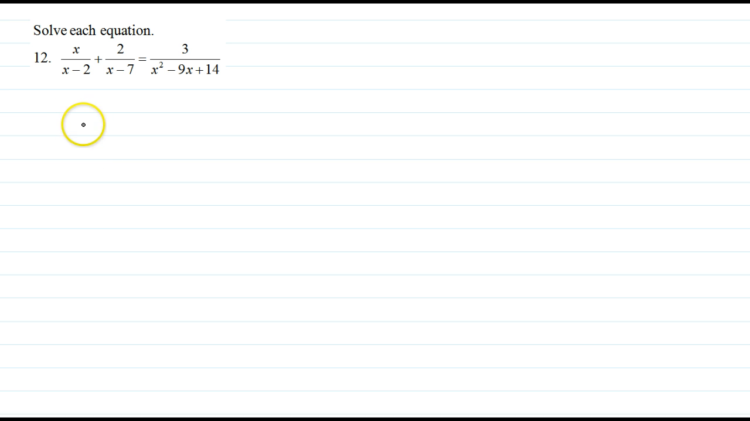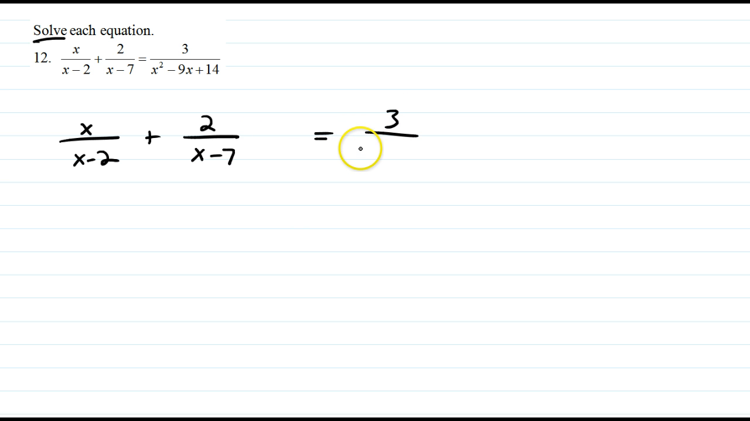Alright, number 12, we're going to solve now. And so the way we're going to solve is by getting rid of the fractions. And so I'm just going to leave a lot of room here. And as I write this, I'm going to go ahead and factor it. And so what's nice is that the x minus 2 is here, the x minus 7 is there.